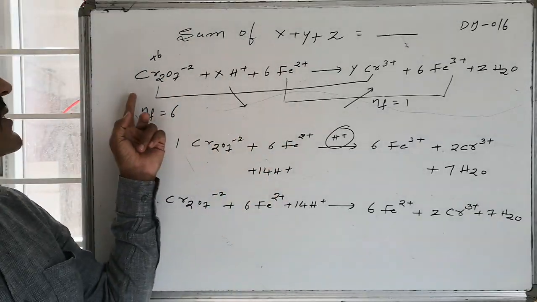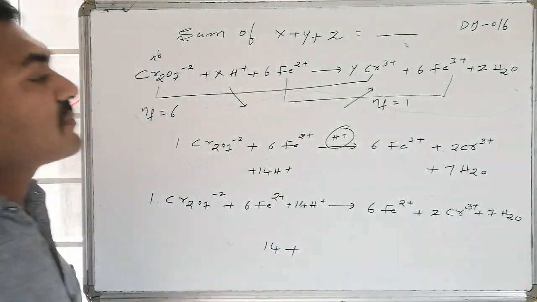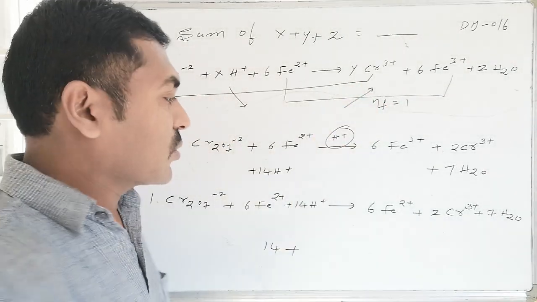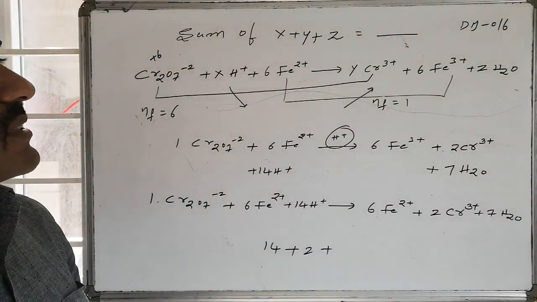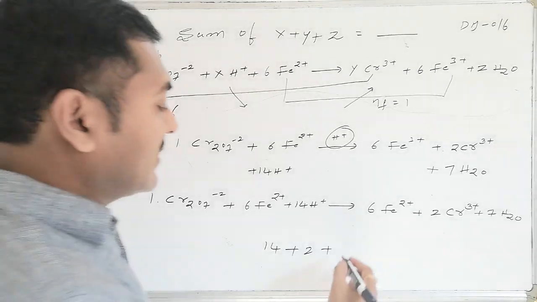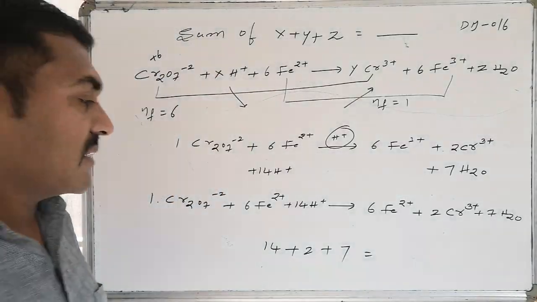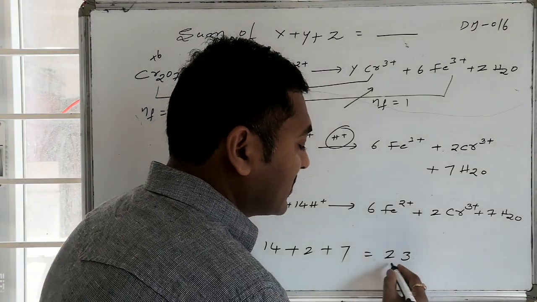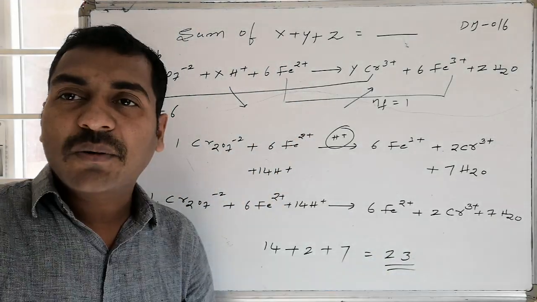Here, what is x? x is the coefficient of H+, that is 14, plus y, the coefficient of chromium, which is 2: 14 plus 2 is 16, plus z, that is 7, gives 23. The total sum of x plus y plus z is found to be 23.